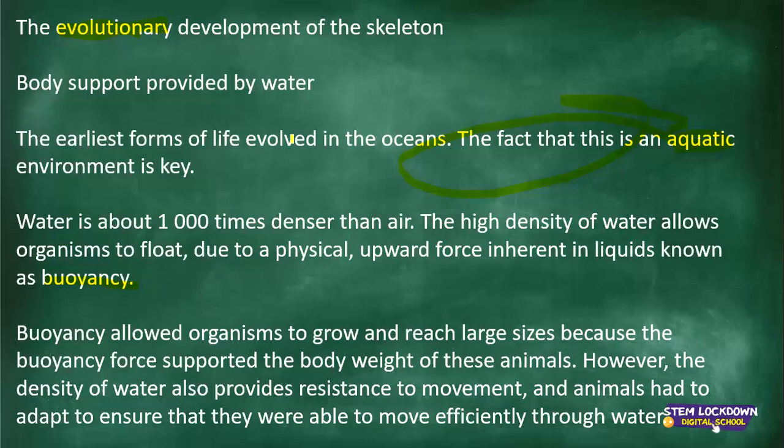Because of this buoyancy, organisms are allowed to grow and reach very large sizes. It supports large body weights. That's why anyone can swim, no matter how big you are, you swim and you feel lighter. No matter the different body masses, we all swim and we feel lighter because the water supports different types of people, all things actually. So what else? This density also provides resistance to movement. That's the thing. So you can't just move. That's why animals had to adapt. So the animals over time adapted so that they can be able to move efficiently through the water.